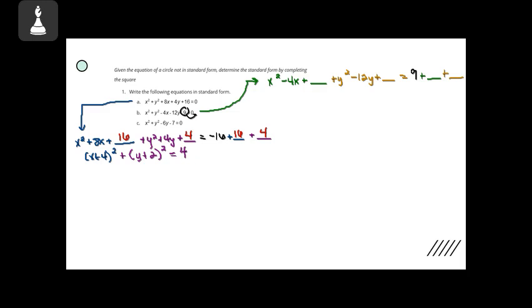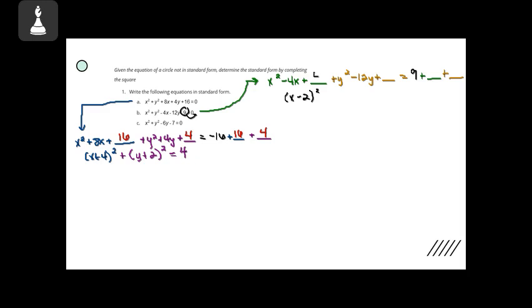All right, so starting with the x term, I have a negative 4. Negative 4 divided by 2 is negative 2. So that's my factor, x minus 2 squared. That's what I want. Well, negative 2 squared is 4. So if I add that there, I'm going to add that over here.